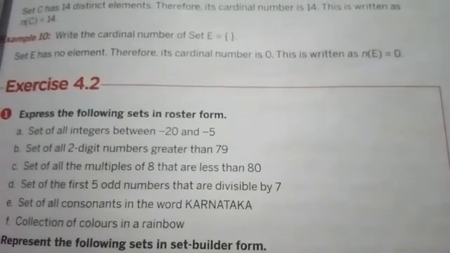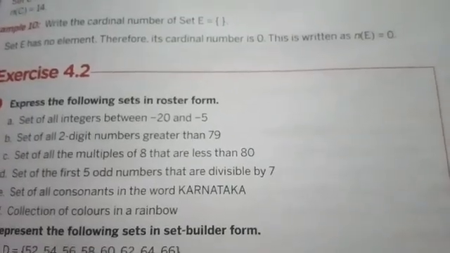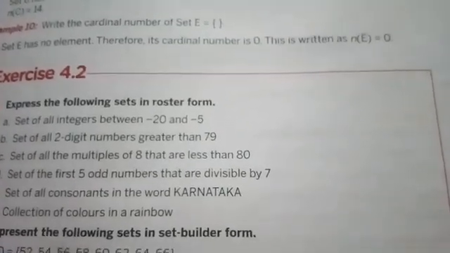Express the following sets in roster form. Recently I told you about the roster form. So what is the roster form? Roster form is a way of representing a set in which we list all the elements of the set, and we separate each element by a comma. So let's start with question number 1, part A.